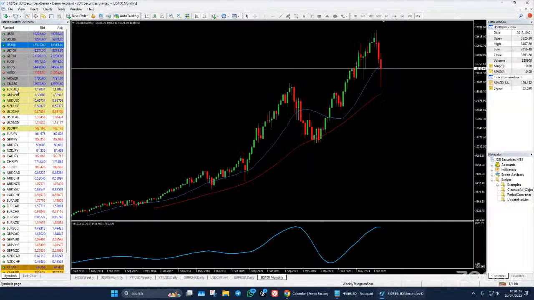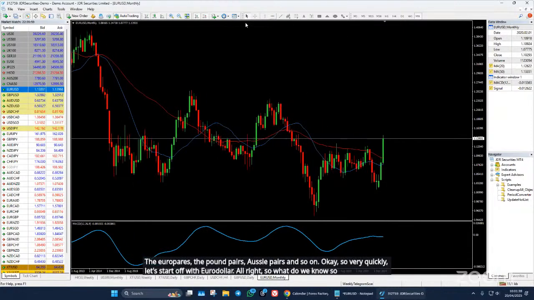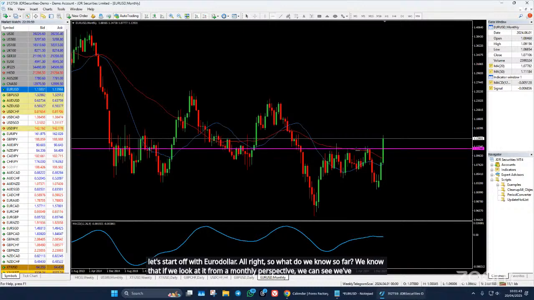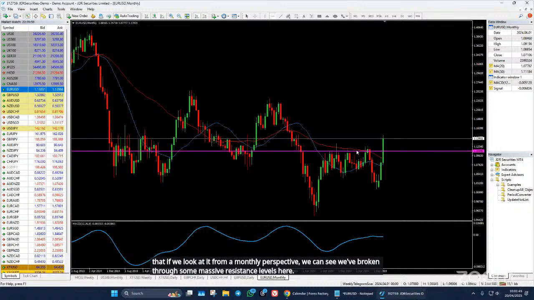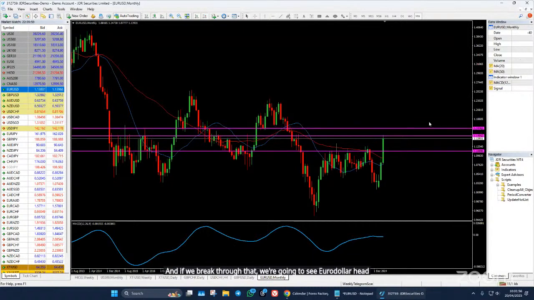Okay, so very quickly, let's start off with euro dollar. All right, so what do we know so far? We know that if we look at it from a monthly perspective, we can see we've broken through some massive resistance levels here. Very strong resistance. We're now heading towards the next key level, which is close to where we are. And if we break through that, we're going to see euro dollar head up towards 1.16.